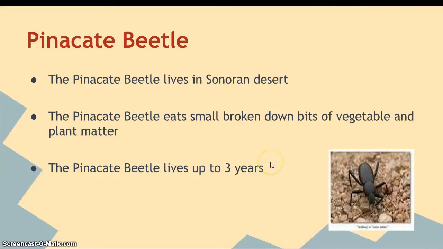Here's our pinacate beetle. Pinacate beetle is also known as the stink beetle. It is a genus of darkling beetles endemic to the Sonoran Desert.